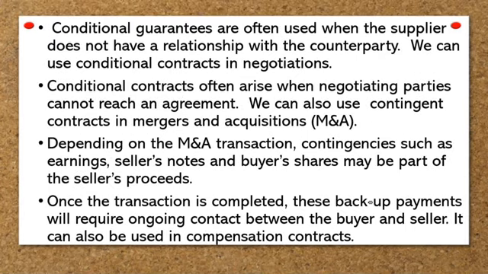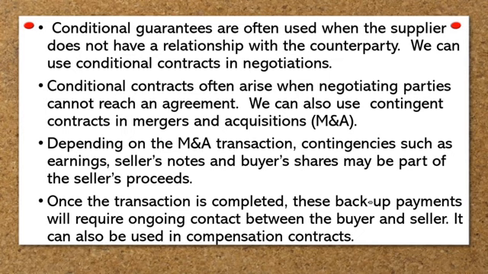Now, let us go with conditional guarantees, which are often used when the supplier does not have a relationship with the counterparty. We can use conditional contracts in negotiations. Conditional contracts often arise when negotiating parties cannot reach an agreement. We can also use contingent contracts in mergers and acquisitions, like M&A. Depending on the M&A transaction, contingencies such as earnings, sellers' notes, and buyer's shares may be part of the seller's proceeds. Once the transaction is completed, these backup payments will require an ongoing contract between the buyer and seller. It can also be used in compensation contracts.